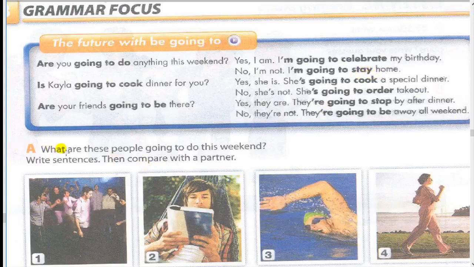A. What are these people gonna do this weekend? Write sentences, then compare with a partner. Picture 1. They're going to go dancing. Picture 2. He's going to read. 3. He's going to swim. 4. She gonna walk. 5. They gonna play tennis.